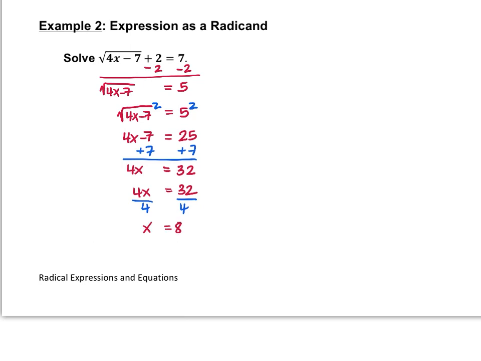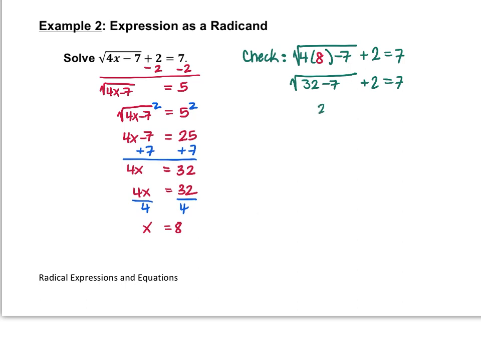Just as we said before, though, we need to check, so we're going to plug 8 back into our original equation. And when we do, under the radical symbol, we have 32 minus 7, and then we have plus 2 outside of the radical, and that equals 7.